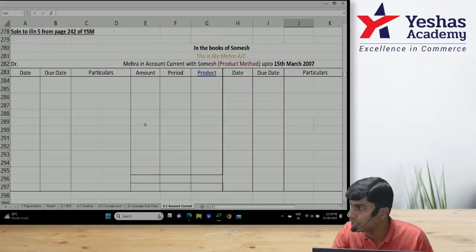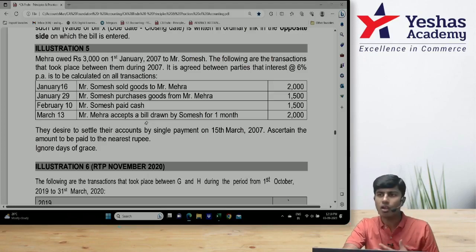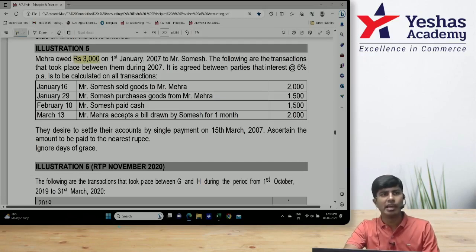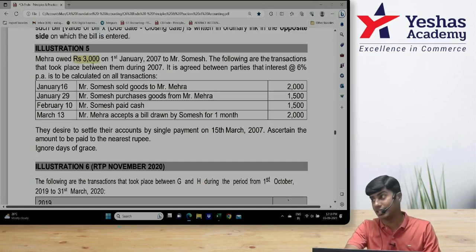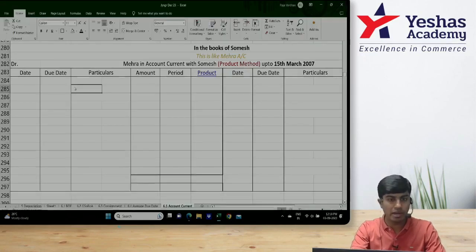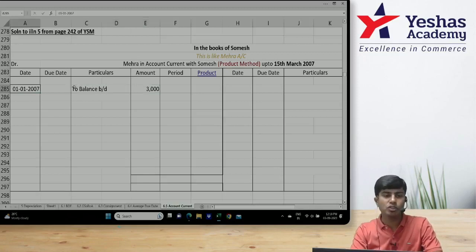In the books of Somesh, we prepare the Mehra account. For us, we are representing Somesh. Mehra owed 3000. For us, this is receivable 3000. Am I right? A receivable of 3000 is an asset. You should write it on the debit side. So on the debit side, I'll write to balance brought down 3000. Date 1st of January 2007.